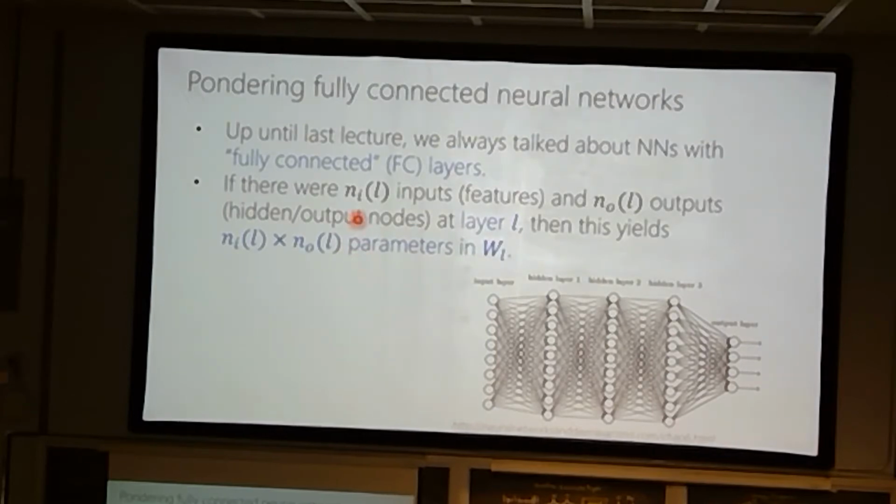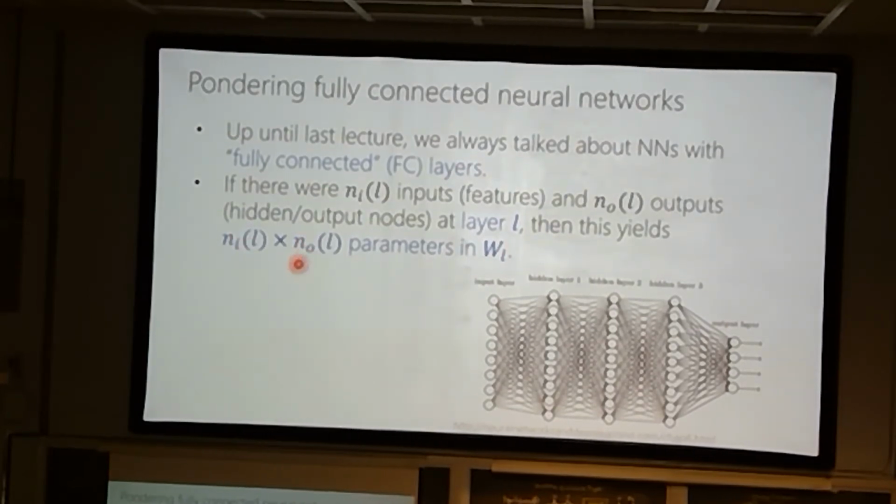And so if there were this many inputs and this many outputs at layer L, then because it's fully connected, we just multiply these together, and that's how many parameters we get. Pretty obvious computation, but just to motivate that this adds up really quickly. That is a lot of parameters. And even in modern day networks, which I'm going to show you can reduce this, where you have a reduced number of parameters, you still have millions of parameters in these networks.